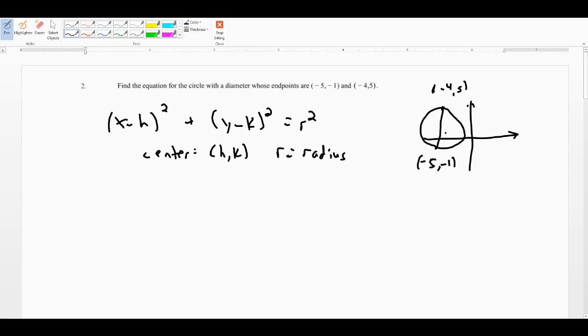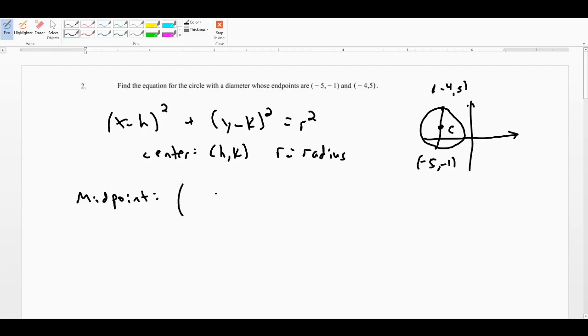So in between is the diameter, that distance is the diameter, and then right in the middle is the center, which is what we need to find. Since it's in the middle, it's also called the midpoint. So this is actually a point. Midpoint's the same as average.